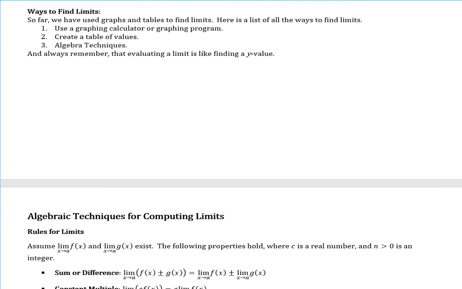Hi everyone, welcome to our video on the algebraic techniques: basic rules for finding limits.